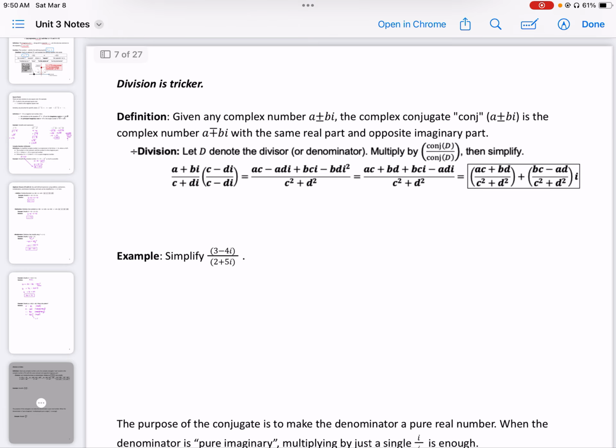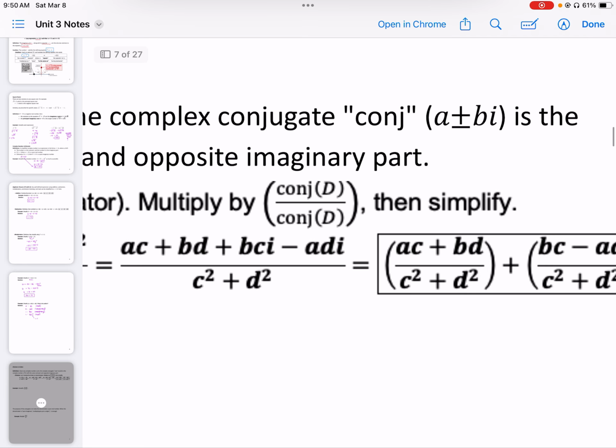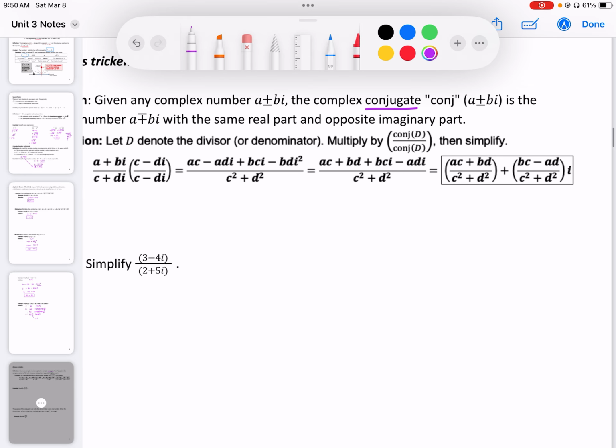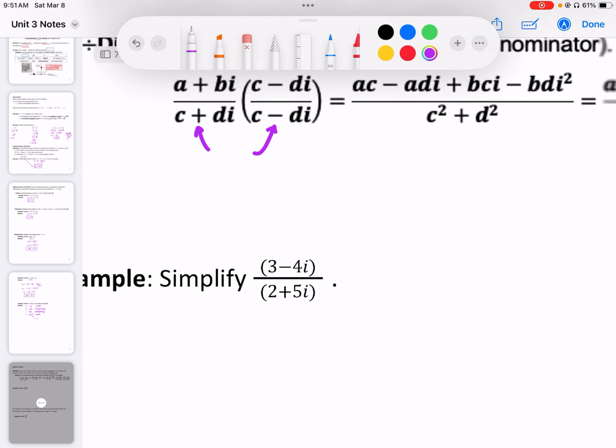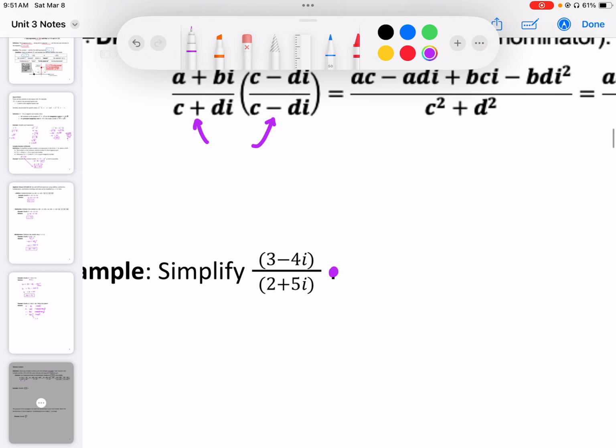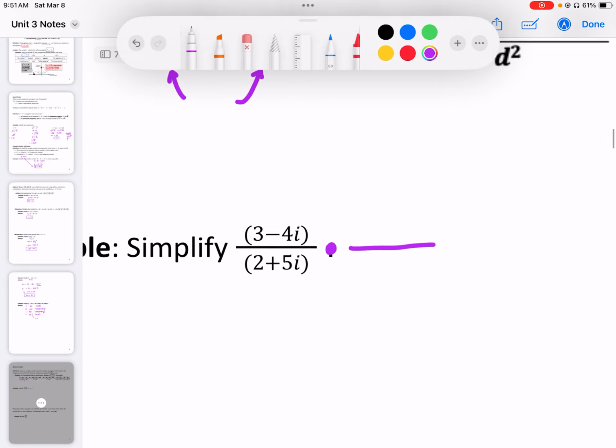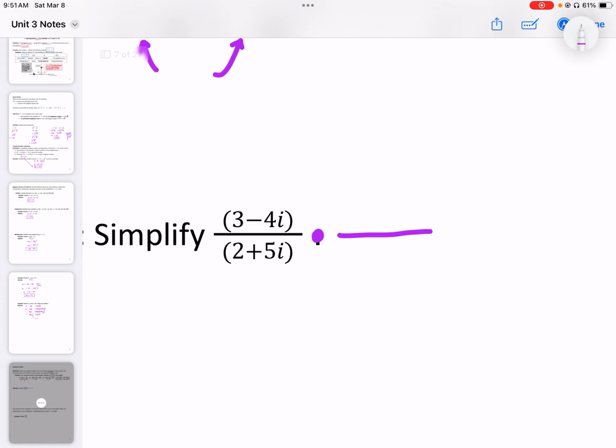Division can be slightly trickier. We have to multiply by the denominator's conjugate. A conjugate is when you just flip the sign in the denominator. So the conjugate of C plus DI is going to be C minus DI, and we're going to have to multiply that on top and bottom. That eliminates the complexity of the denominator.